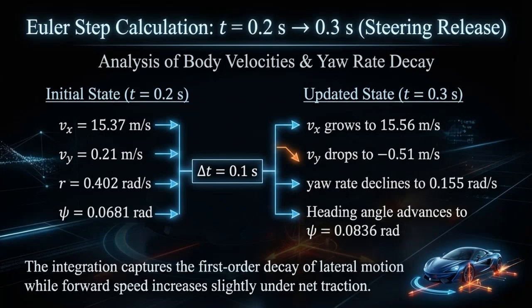Using an explicit Euler integration with a time step of 0.1 seconds, the vehicle state is advanced to 0.3 seconds. The longitudinal velocity increases slightly to 15.56 meters per second due to continued net traction. The lateral velocity reverses sign to minus 0.51 meters per second, indicating decay of side slip after steering release. The yaw rate decreases to 0.155 radians per second, showing rotational damping. The heading angle advances to 0.0836 radians. This step captures the first-order reduction of lateral and yaw motion, while forward speed continues to build.